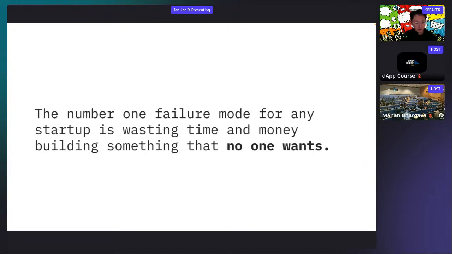If you are going to build a startup in this space, you need to build something that people actually care about. Now that sounds kind of obvious, but the question is, how do you know that what you're building is actually something that people want? That's a really hard question, and answering it is what determines whether your startup fails or ends up becoming really big.